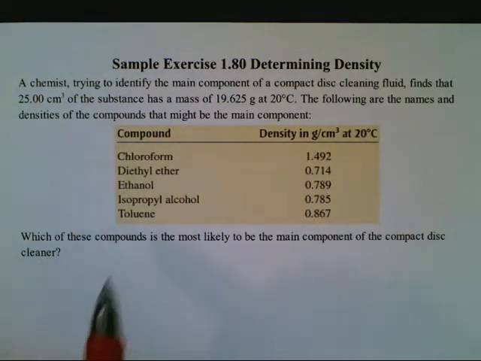Which of these compounds is the most likely to be the main component of the compact disc cleaner? All right, go ahead and try to generate your response. Press pause if you need to, because here comes the solution.